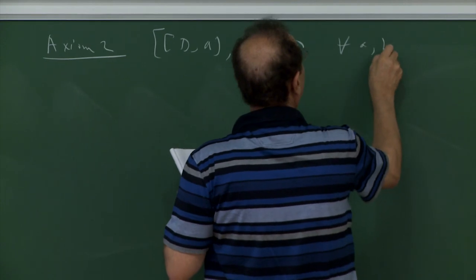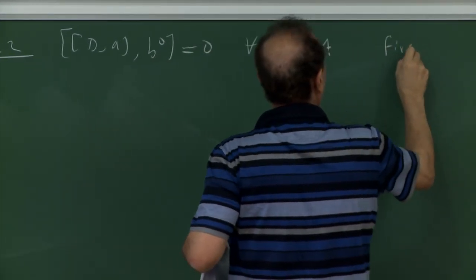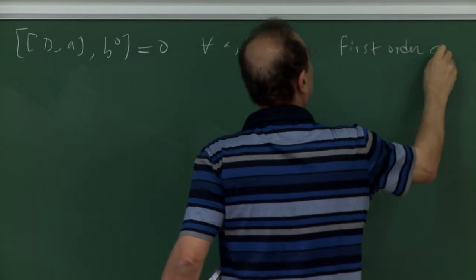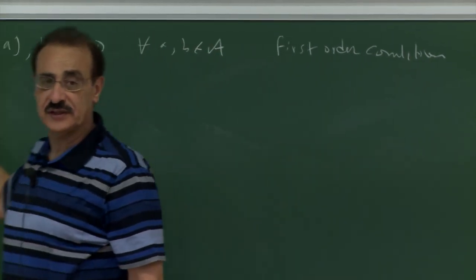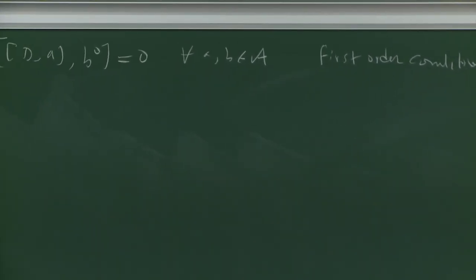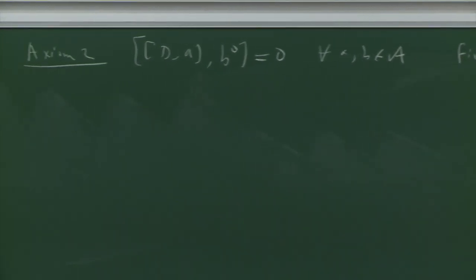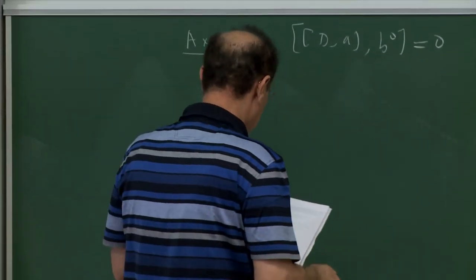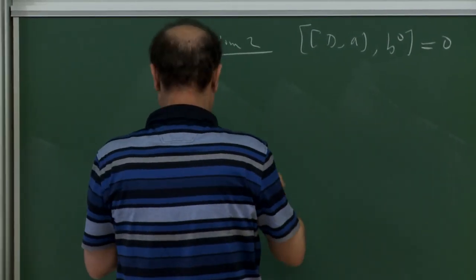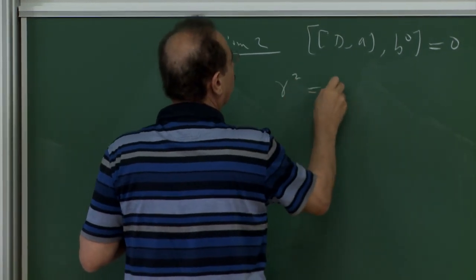For all a, b elements of A. It's called the first order condition. However, there are no non-commutative geometries for which this condition is not true, except this is really a quantum sphere. It's not true there. Then, yeah, I forgot: gamma squared is 1.